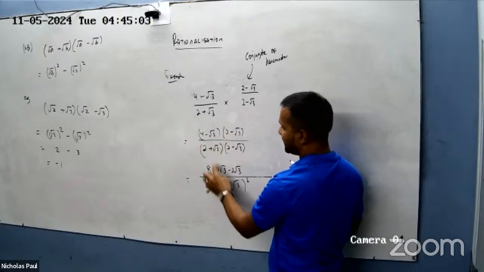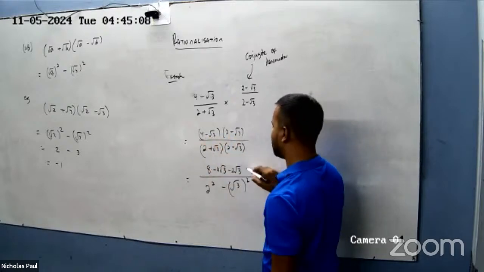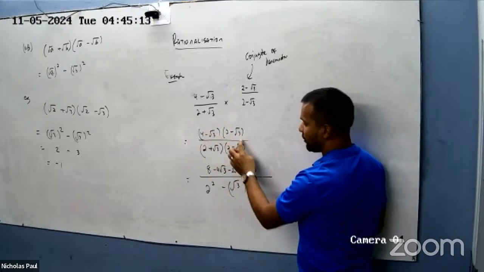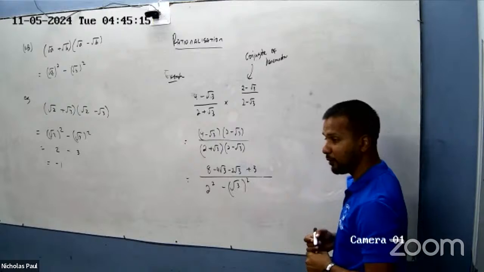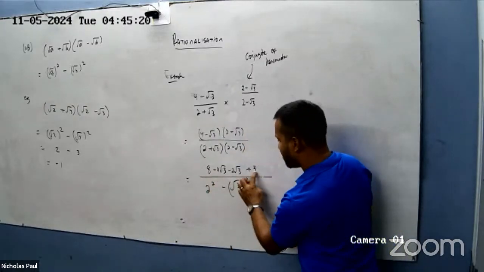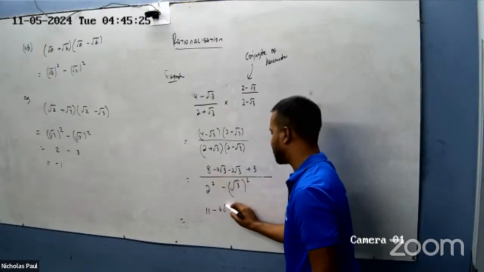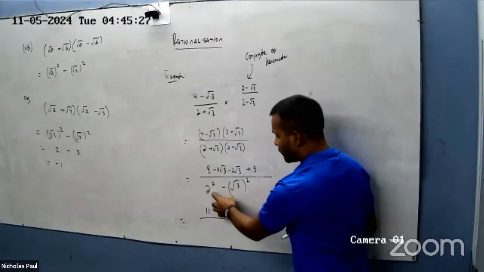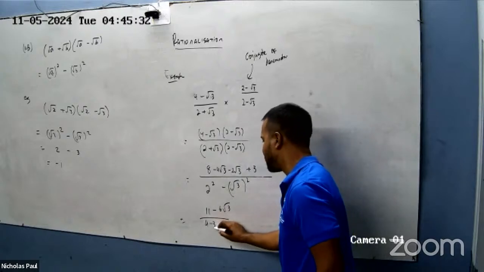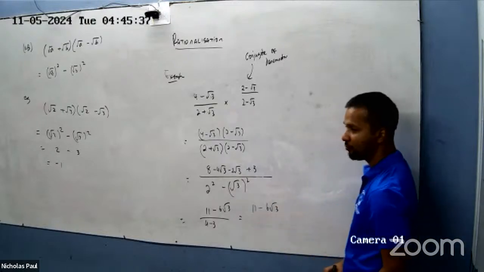4 by this is this, 2 by this is this, minus root 3 by minus root 3 is plus 3. Minus and a minus plus root 3 by root 3 is 3. Right? And just simplify and be done. This is 8 plus 3 is 11. Minus 4 minus 2 minus 6. Here, 2 squared is 4, minus root 3 squared is 3. 4 minus 3 is 1. This one worked out nice.